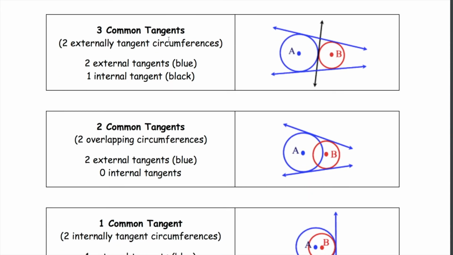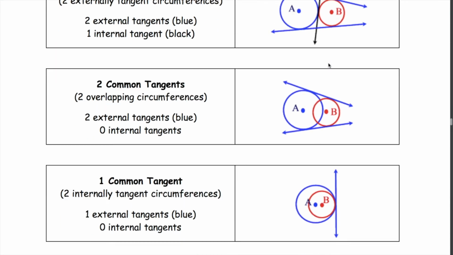3 common tangents. 2 externally tangent circumferences. 2 external tangents are the blue lines. 1 internal tangent is the black line. So 2 circumferences that are touching, 1 black tangent, the internal tangent, goes through where they touch, and 2 blue external tangents that touch the outside of both circles.